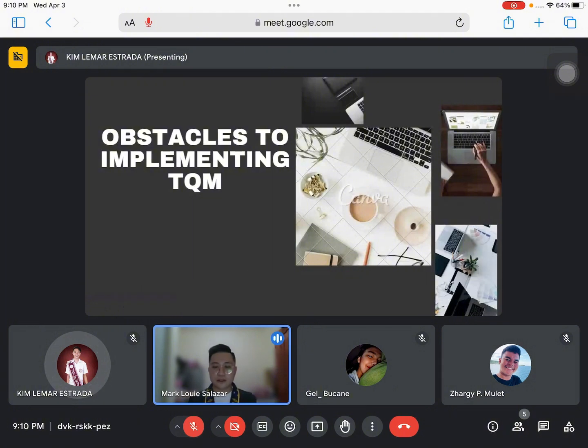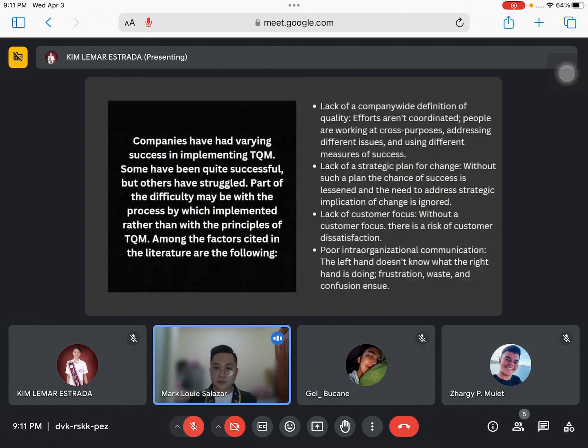I'm SALAZAR. Then we will tackle the topic, obstacles to implementing TQM. Companies have had varying success in implementing TQM. Some have been quite successful, but others have struggled. Part of the difficulty may be with the process by which it is implemented rather than with the principles of TQM. Among the factors cited in the literature are the following. First is lack of a company-wide definition of quality. Efforts aren't coordinated.